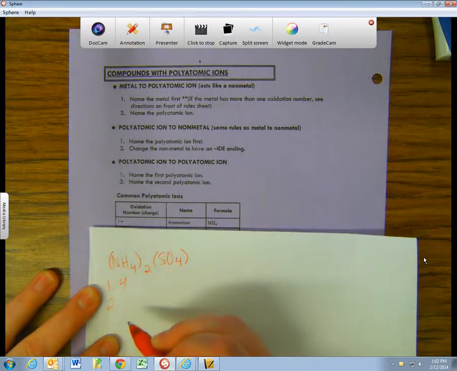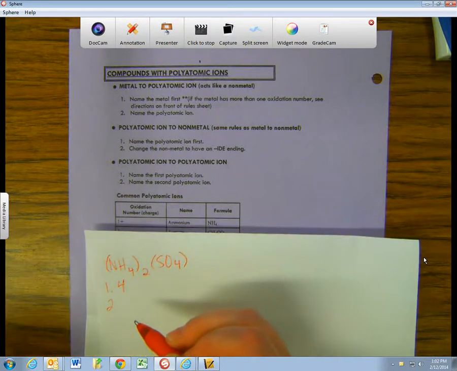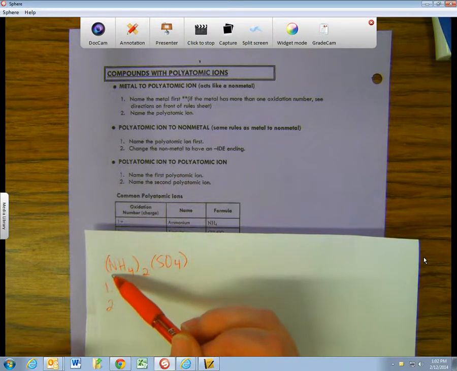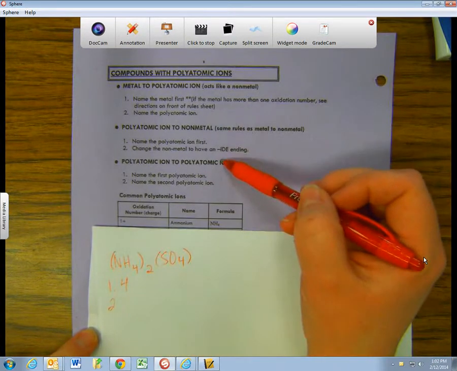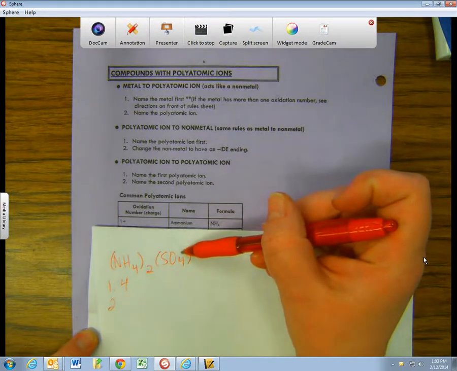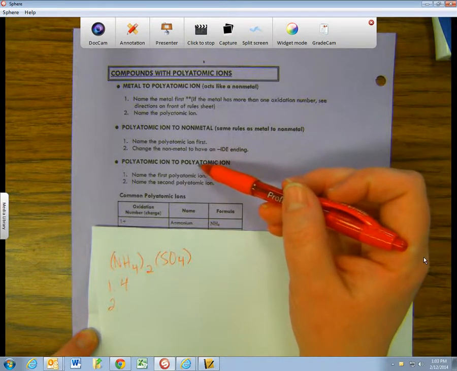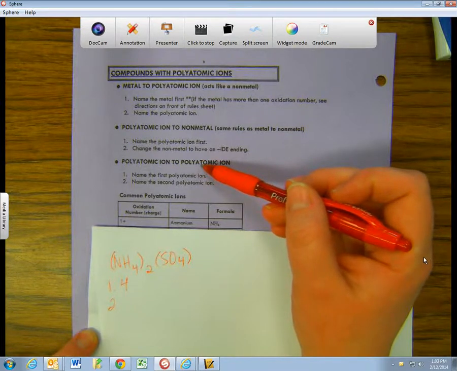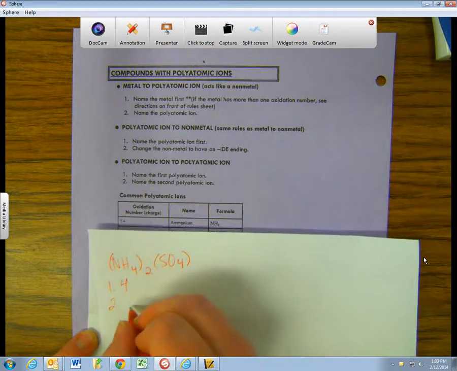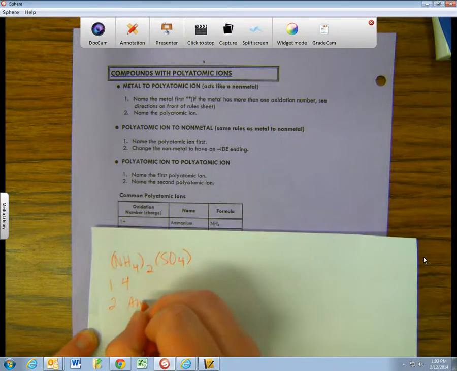I start with a polyatomic ion, so I know I'm dealing with one of these two. And then I have a second polyatomic ion, so I know that I'm dealing with this third kind, polyatomic ion to polyatomic ion. This is, I think, the easiest one. You just name the first polyatomic ion, ammonium, and then the second, sulfate, and you are good to go.